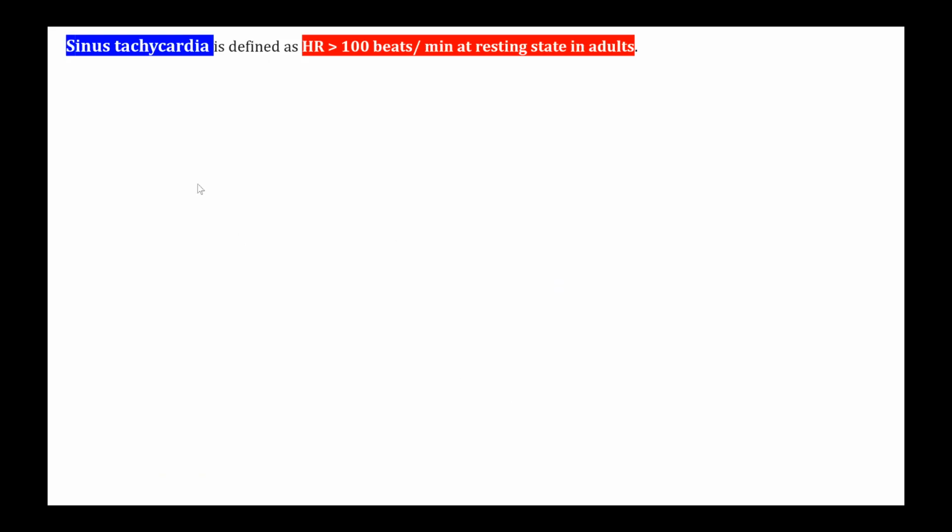Then sinus tachycardia, which is defined as heartbeat more than 100 at resting state in an adult, and maximum heart rate 220 minus the age of the patient. Why? What is this formula called? Where is it used?